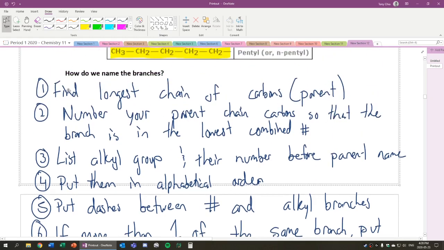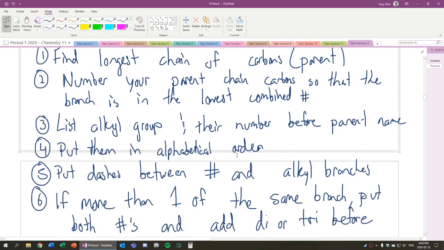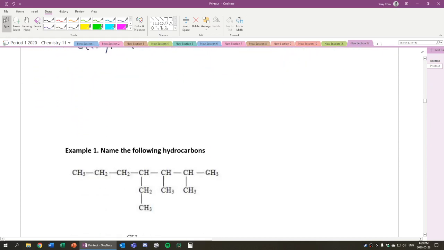So step 1, find the longest chain of carbons. That's your parent chain. Step 2, number your parent chain carbons so that the branch is the lowest combined number. Number 3, list your alkyl groups and their numbers before the parent name. Put them in alphabetical order. Put dashes between the numbers and the alkyl branches, and if more than one of the same branch, put both numbers and add di or tri before. So let's try this out.